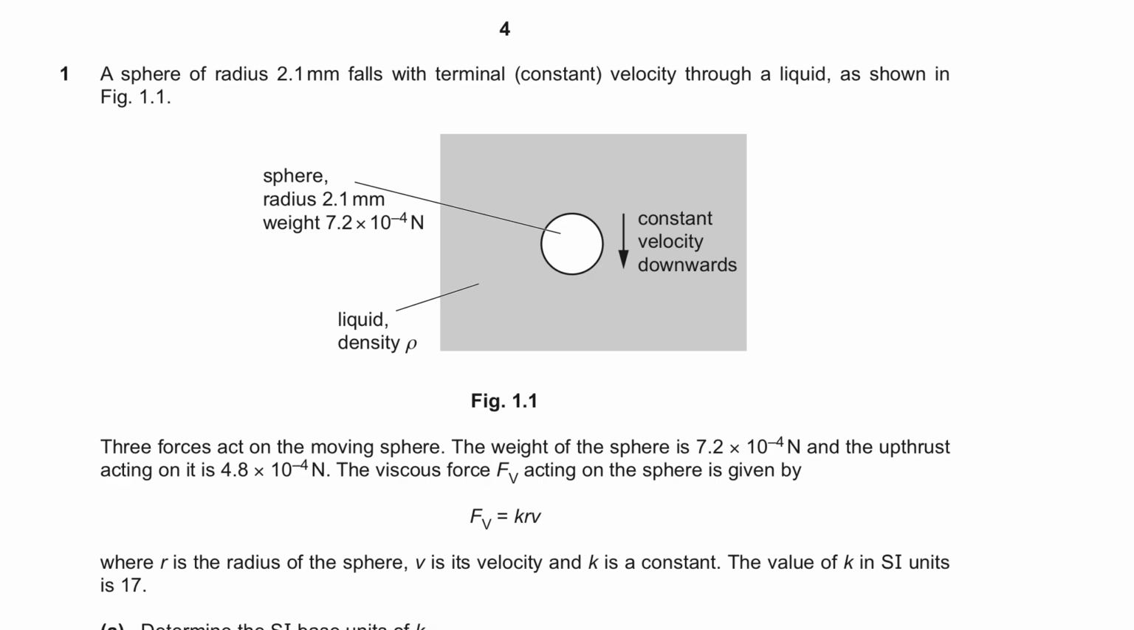One thing that I know for sure is that the weight acts downward. The upthrust, as the name suggests, acts upwards. The viscous drag acts in the opposite direction to motion. So because the sphere is moving downward, the viscous drag acts in the upwards direction, Fv. This is how you draw the arrows.